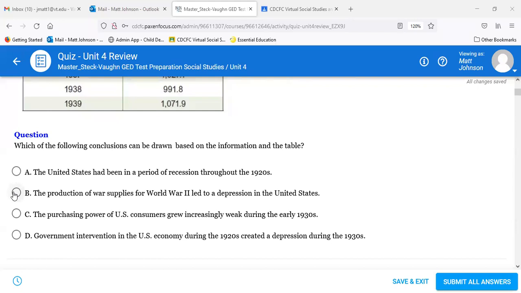Question one. Which of the following conclusions can be drawn based on the information in the table? A, the United States had been in a period of recession throughout the 1920s. B, the production of war supplies for World War II led to a depression in the United States. C, the purchasing power of US consumers grew increasingly during the early 1930s. And D, government intervention in the US economy during the 1920s created a depression during the 1930s.